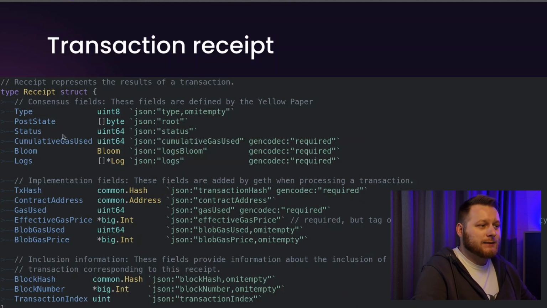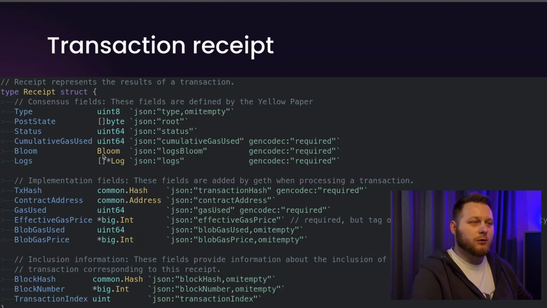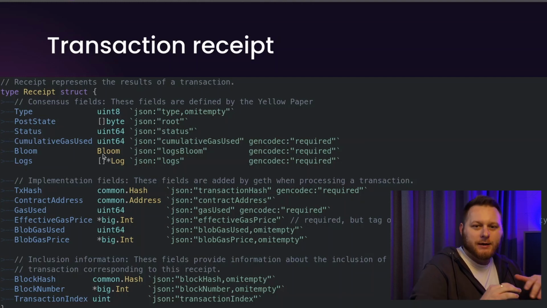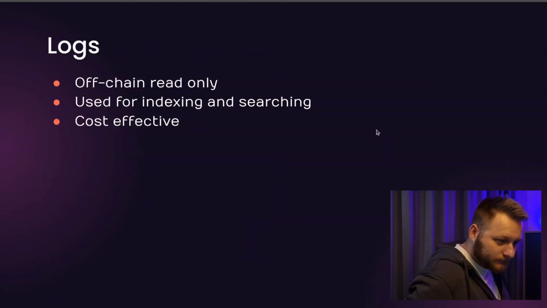Then all the gas that the transaction really used, because the gas that you pass in the transaction doesn't have to be consumed at all. So for example, you can put like a 1 million gas limit and only use like 200k. Next is logs bloom, which I will discuss in a moment, and the array of logs that were emitted.